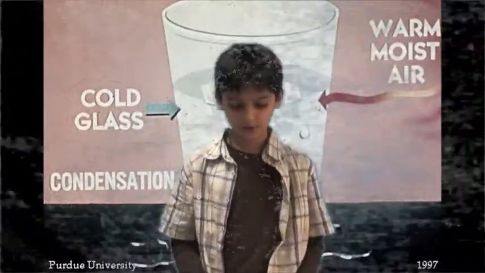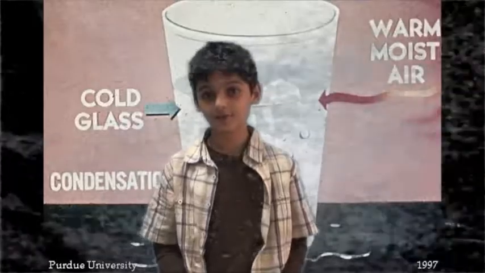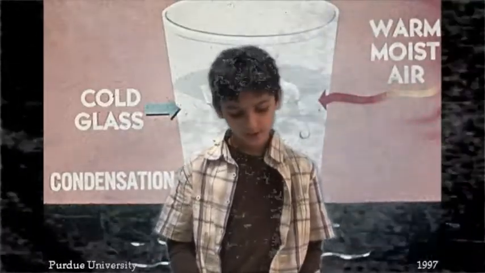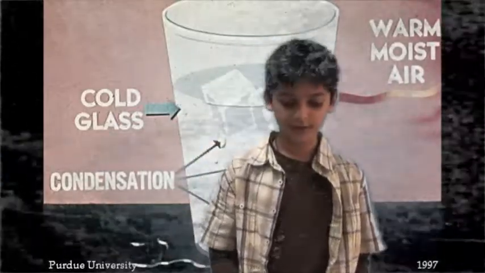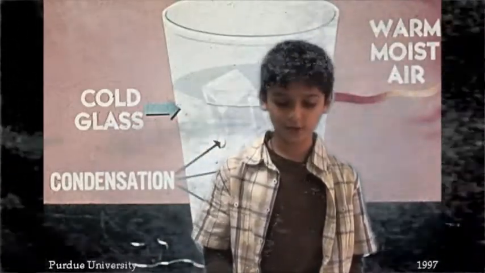Before condensation, air must be saturated. That means the air must have a relative humidity of 100%. Condensation happens when this saturated air cools. The dew point is the temperature at which gas condenses into liquid.